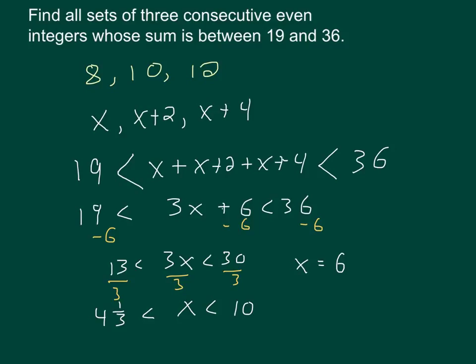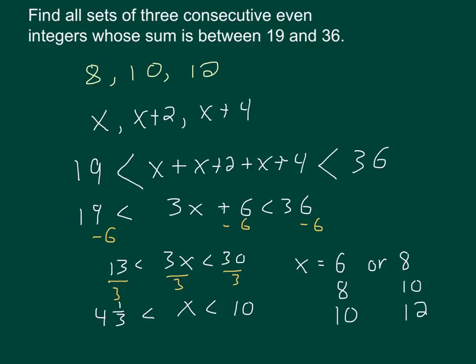And then after that, I could have 8 would be my next even integer, and then after that would be 10. But the problem with that is 10 is not less than 10, which is one of the requirements of the inequality. So I actually have only 2 options for x, which is my first number. Now I have my other 2 numbers, and so if 6 is my first, then 8 and 10 would be my other 2 consecutive integers. If 8 is my first, then 10 and 12 has to be my other 2 consecutive integers.